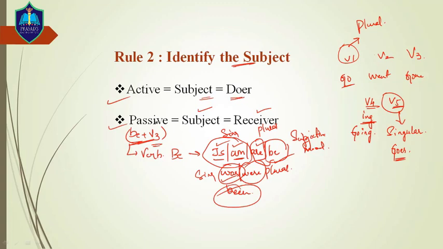If it is passive, it will be in be plus V3 form. When it is in passive, the receiver will be our subject. If the statement is not in the passive voice, then definitely it will be in active voice, right? So if it is in active voice, then the doer will be our subject. I will explain with examples to make you understand the active and passive voice.